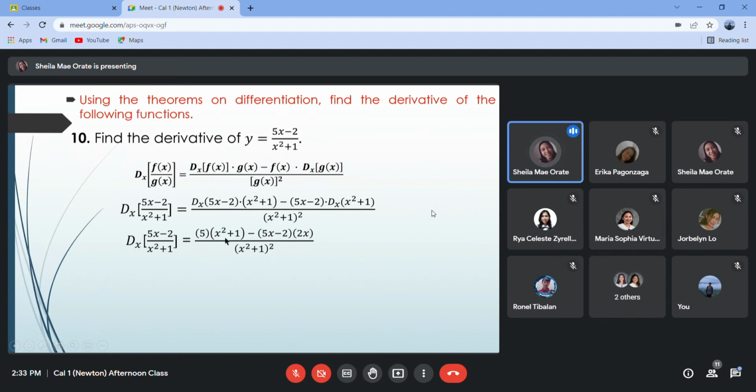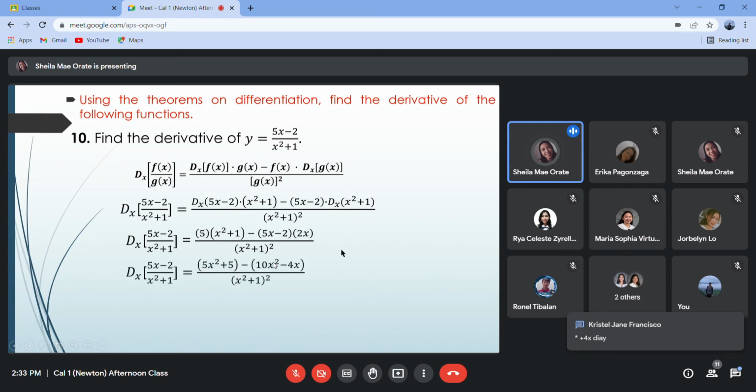Okay, so copy g of x, minus copy f of x, times the derivative of x squared plus 1. The derivative of x squared, di ba, is 2x. Derivative of 1 is 0, constant man si 1. So, 2x na lang ang nabilin, all over x squared plus 1 squared. So, i-distribute si 5 here, and si 2x, so we have 5x squared plus 5 minus 10x squared minus 4x over x squared plus 1 squared.